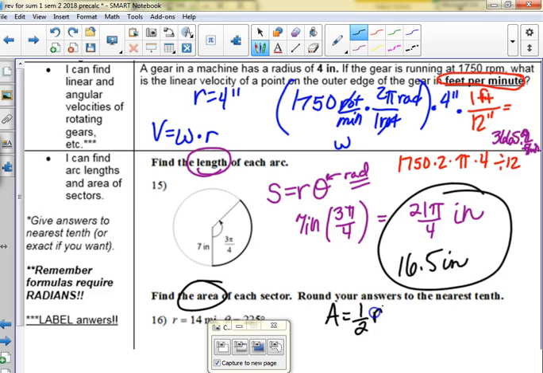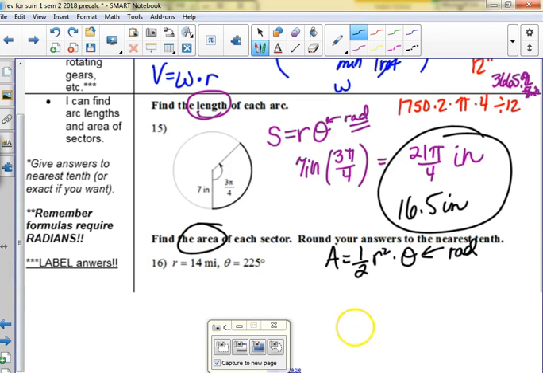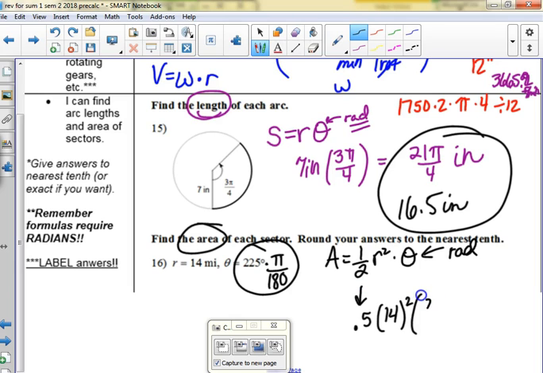1/2 r squared times theta, again in radians. So what do we have to do this time? Okay, we have to make this 225 times pi over 180, or what is that, 5 pi over 4? Okay, but you don't have to reduce if you don't want. You can just type it in. I could make this 0.5, I could make this 14, and I could just leave this 225 pi over 180. Type it in, or you could give me an exact answer, but it's going to be an ugly exact answer.